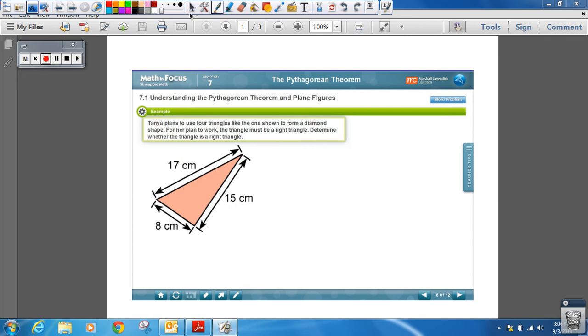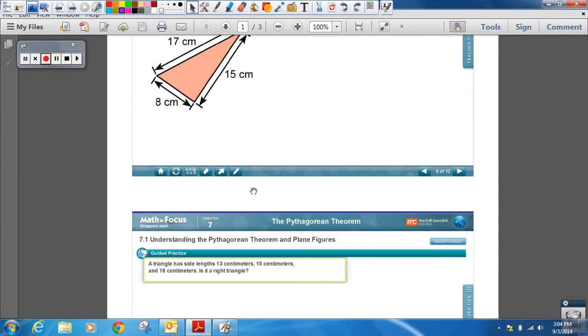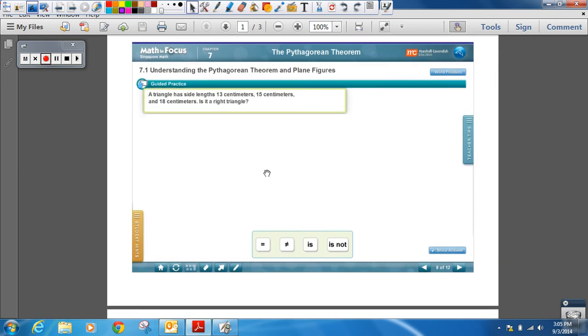For our second example today, we have a triangle that has side lengths of 13, 15, and 18 centimeters. Is it a right triangle? It's a very similar problem except it's just not drawn. So you have to find the longest side. My longest side here is 18, so that represents c. And I'm going to switch my color because I don't like that color.